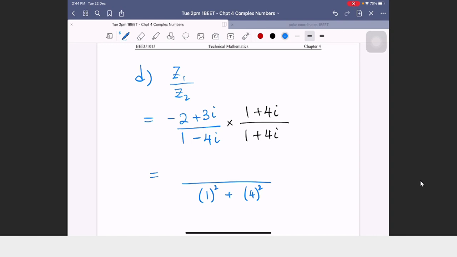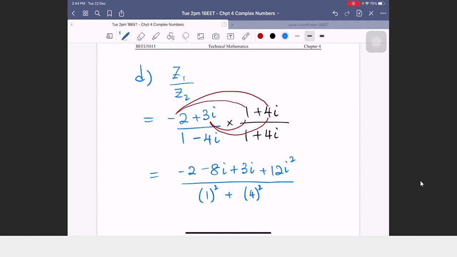Whereas the numerator, you have to expand one by one. You expand that. So minus 2 times 1, so minus 2. And then minus 2 times 4i, so minus 8i. And then 3i times 1, so plus 3i. And then finally, you have your 3i times 4i, so that is your 12i squared.